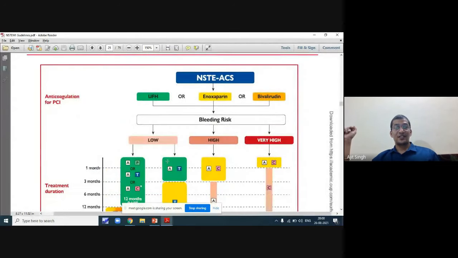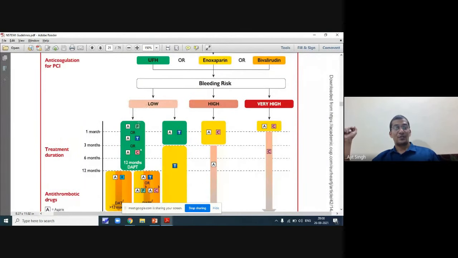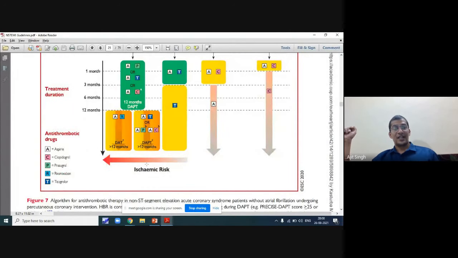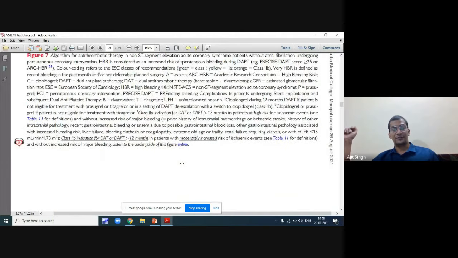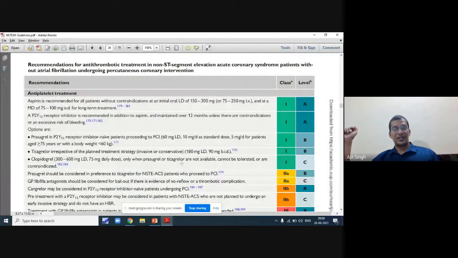So here you can see the recommendations for UFH, enoxaparin, and bivalirudin. These have a high bleeding risk, so we cannot recommend them. If there is very low bleeding risk along with these drugs, we can give them for 1 month or 3 months, but we have to assess the risk every month, and based on that only we should give. So these are the recommendations, again, for antiplatelet drugs.